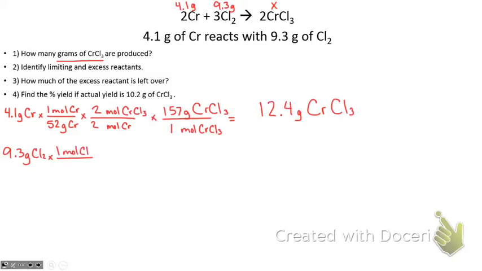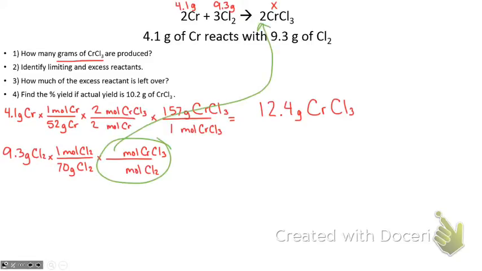So 1 mole up top, the molar mass should be 70 grams. Where did I get the 70 grams? That's the molar mass of Cl2 off the periodic table. Follow my units. I know I'm going to have moles of Cl2 down below, and I'm going to have moles of my product up top. Perfect.